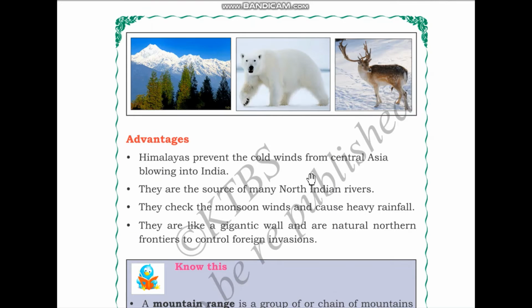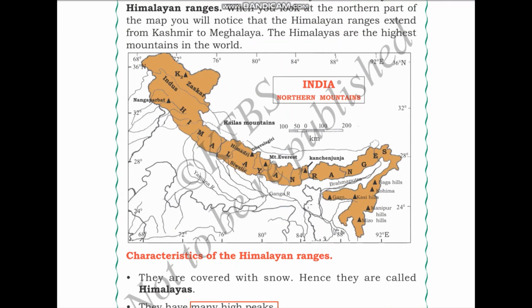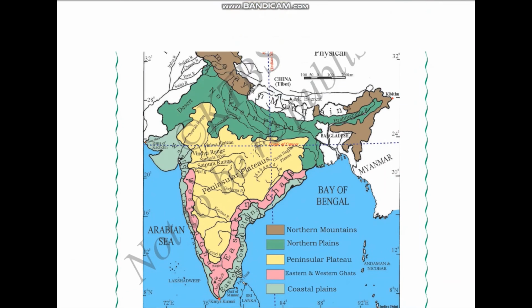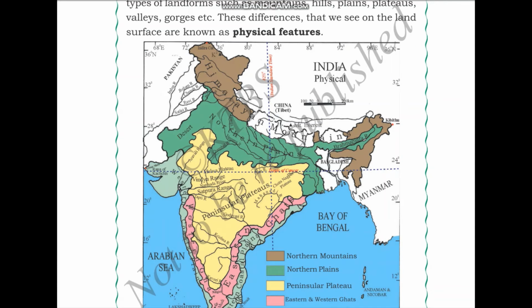Now, let us look into the advantages of the Himalayan ranges. The first advantage is that the Himalayas prevent the cold winds from Central Asia from blowing into India. So let us go back to our map. Here we have India, and if we look at the bigger picture, here we have Central Asia. As you can see here, this is China and Tibet.